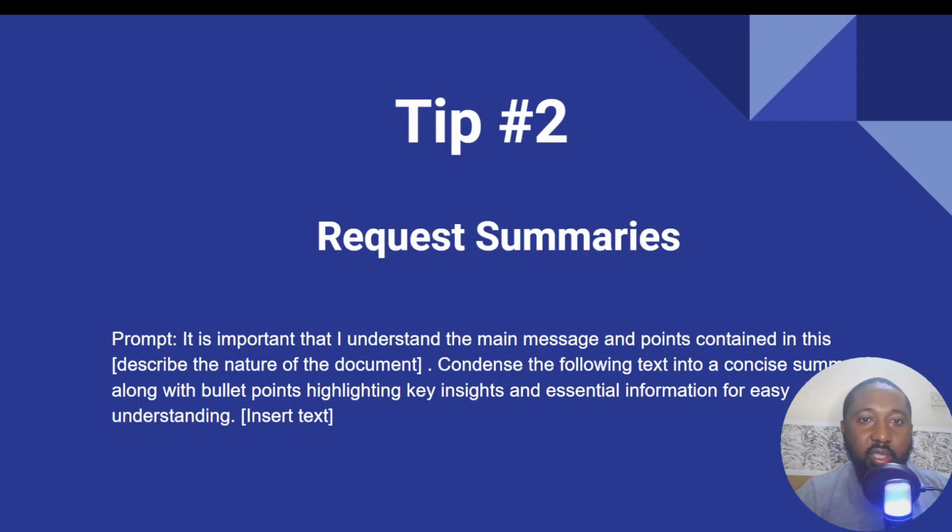It says, it is important that I understand the main message and points contained in this. Then you describe the nature of the document and then condense the following text into a concise summary along with bullet points highlighting key insights and essential information for easy understanding. Then you insert the text that you want ChatGPT to summarize. And I'm pretty sure that this prompt is going to do a really good job of giving you a proper summary of any document you want.